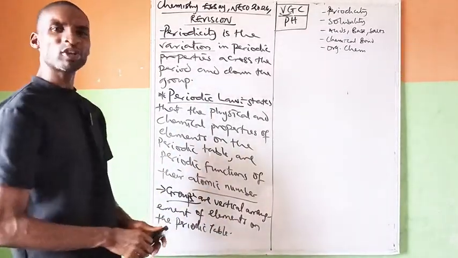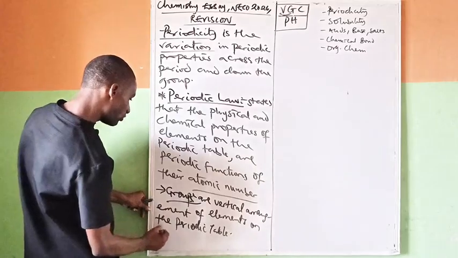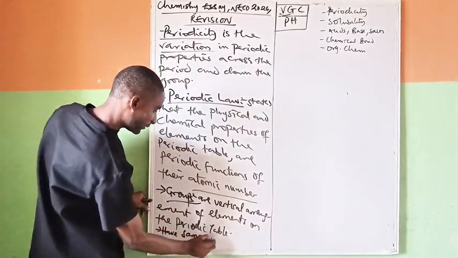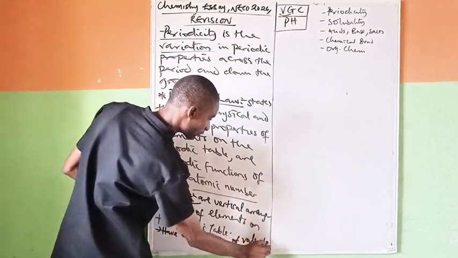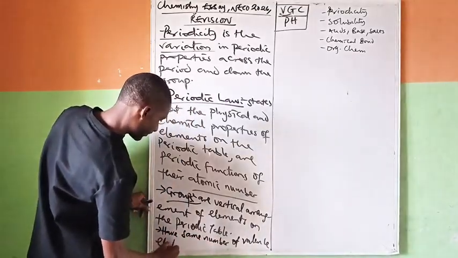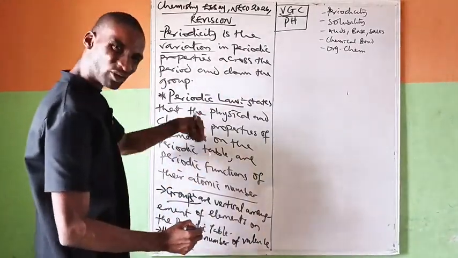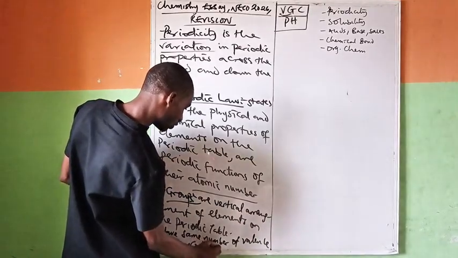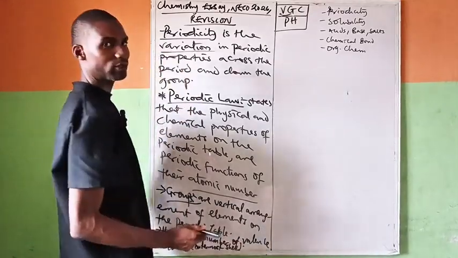Now they can ask you what you can say about groups. Members of the same group have the same number of valence electrons. And what's the meaning of valence electrons? They have the same number of electrons in the outermost shell. So electrons in the outermost shell, that's the meaning of valence electrons.